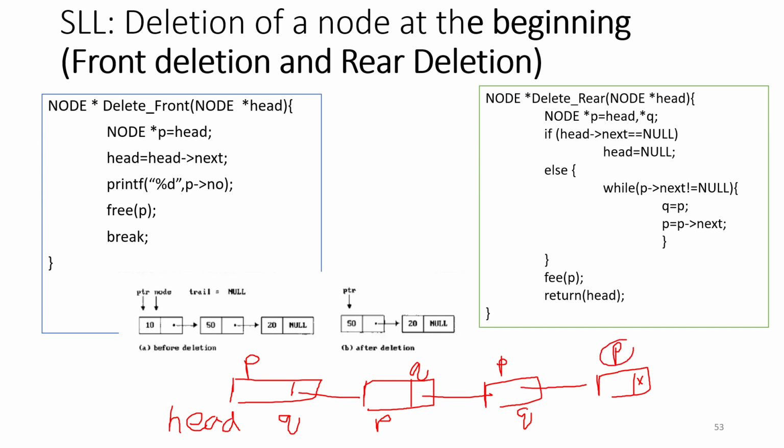Anyway, we have got the information of the previous node like this. So this is the extra thing required. After that, remove the P node and return the head node.